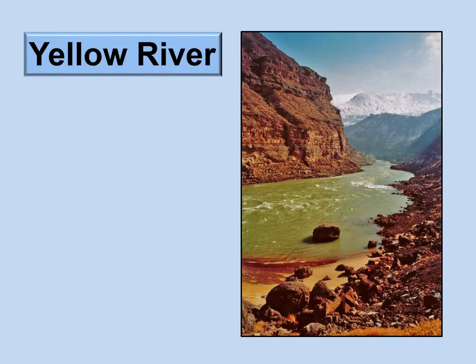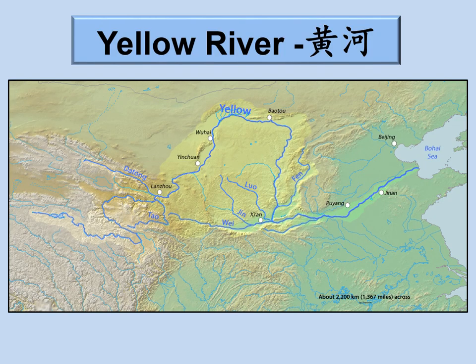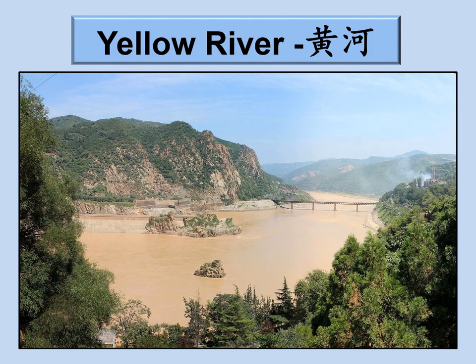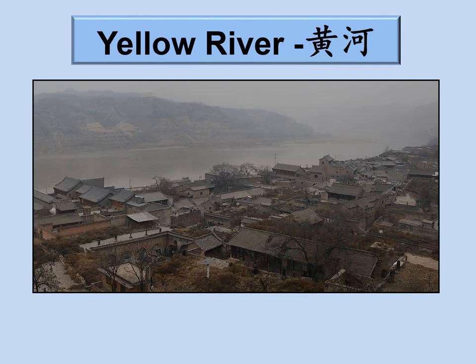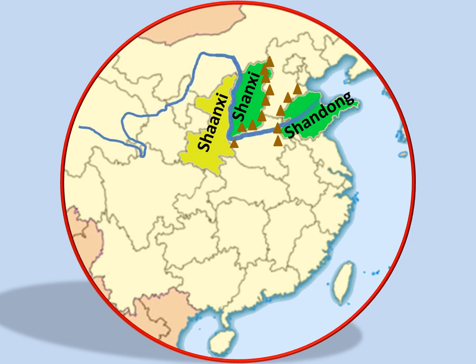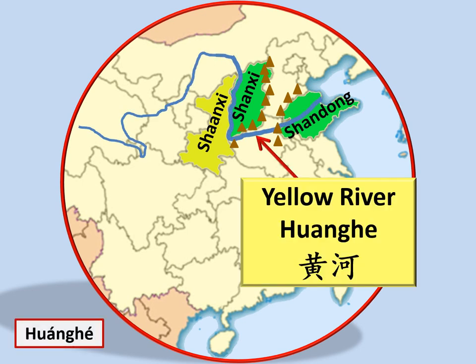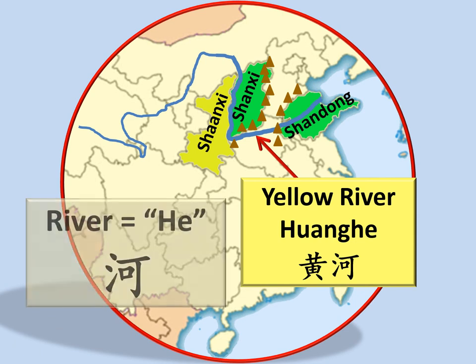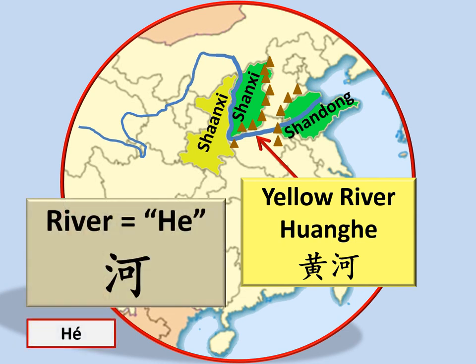The Yellow River springs from headwaters high in the mountains of western China. It is the sixth longest river in the world and flows through 9 provinces. The basin of the Yellow River is considered one of the world's 3 cradles of civilization. In China, it is known as the Mother River. According to legend, it is the earthly continuation of the celestial Milky Way. In the Chinese language, He is a word for river.